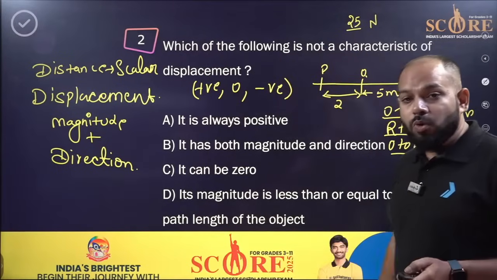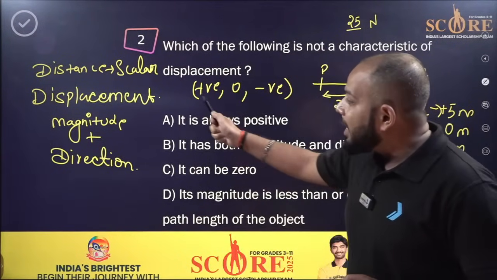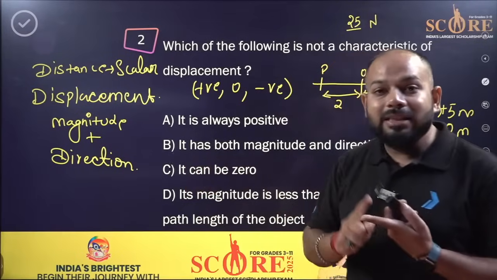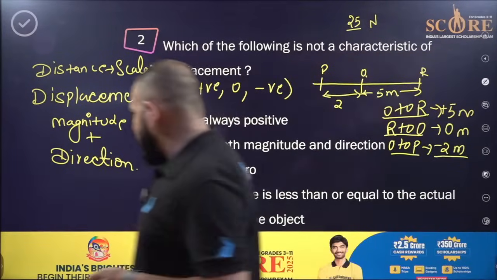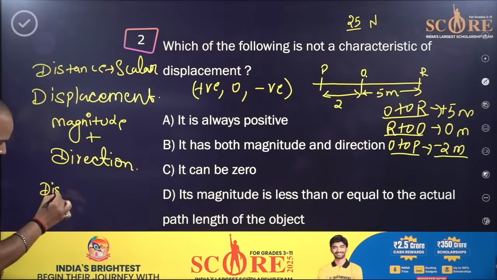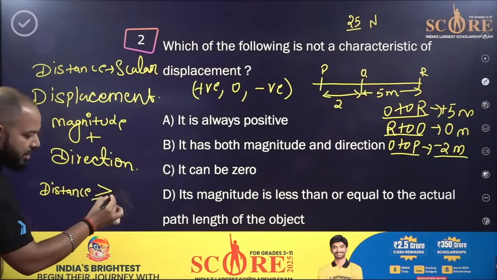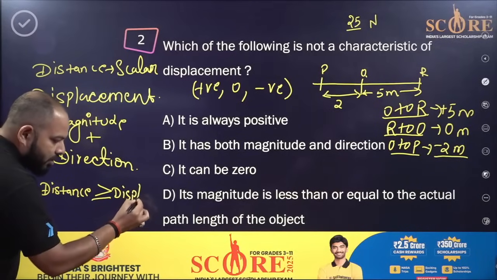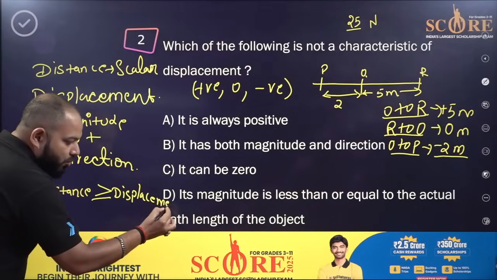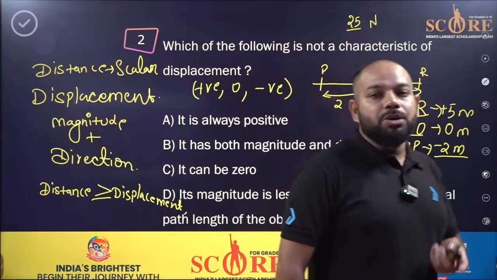And we all know, if it's a straight line motion, then distance and displacement are the same. But one more thing, let me show you this. Distance is always greater than or equal to displacement. Remember, you may find this question in your examinations in this relation.